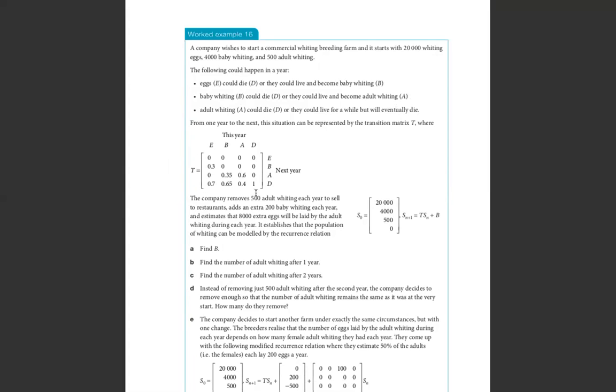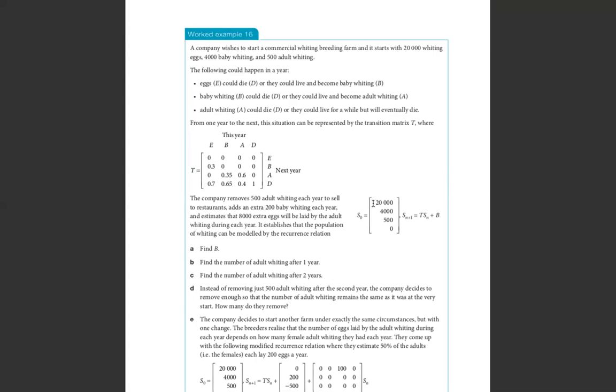Then the company removes 500 adult whiting each year to sell to restaurants, adds an extra 200 baby whiting each year, and estimates that 8,000 extra eggs will be laid by the adult whiting during each year. So now they have given us a new situation. You can see something is getting removed, something is getting added. That's where restocking and culling comes into place.